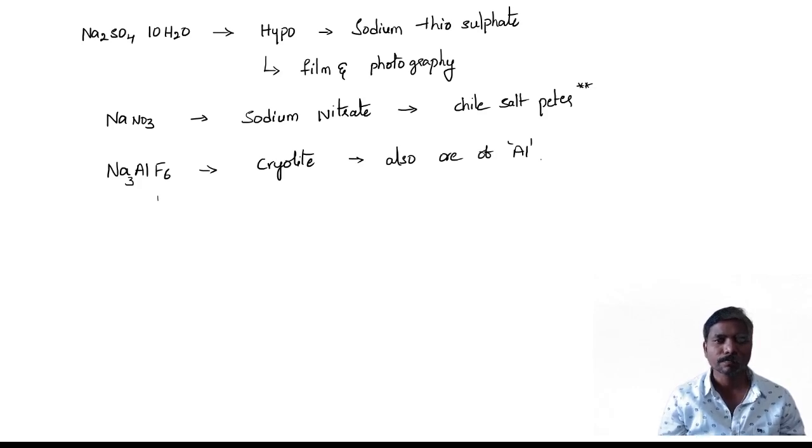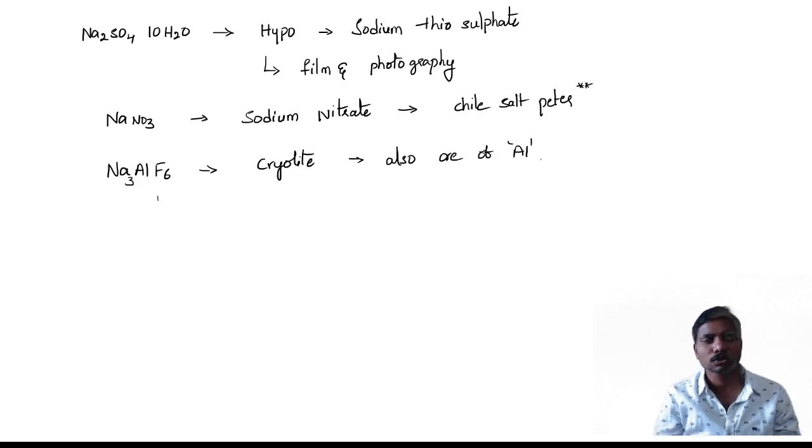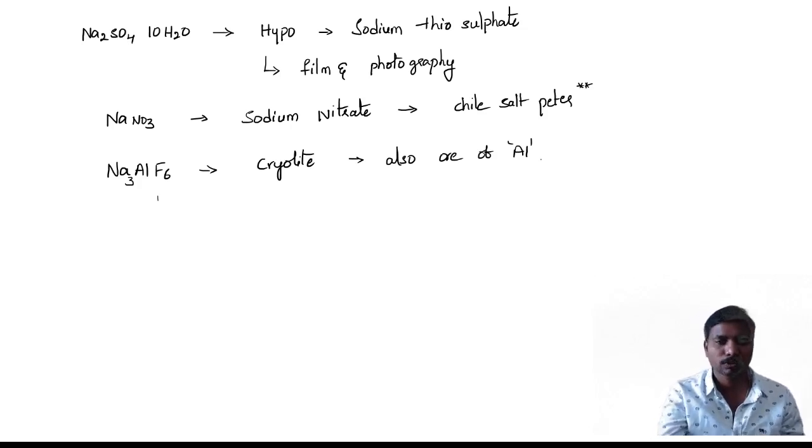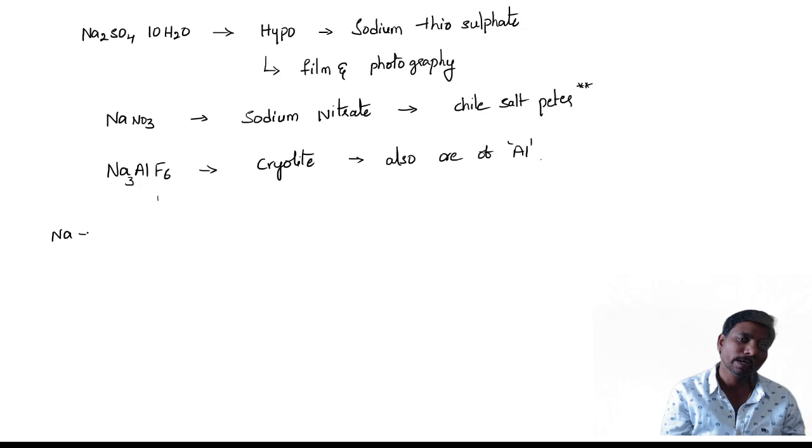So now, coming to the sodium compounds: sodium chloride, NaOH, Na2CO3, NaHCO3, NaNO3, Na3AlF6, Na2SO4 10H2O. These are the important compounds of sodium. Now after sodium, coming to magnesium. You know very well this sodium element is important for human beings also. This element regulates blood pressure.